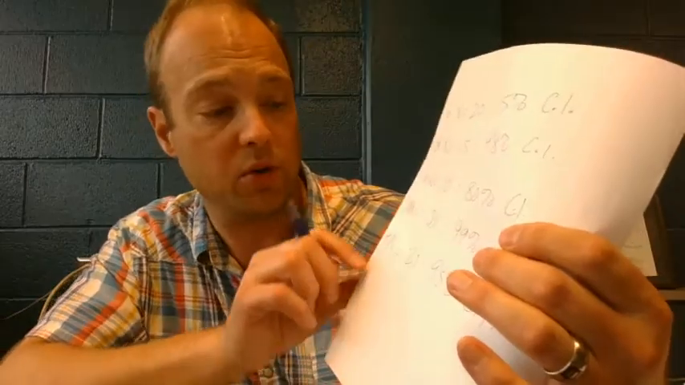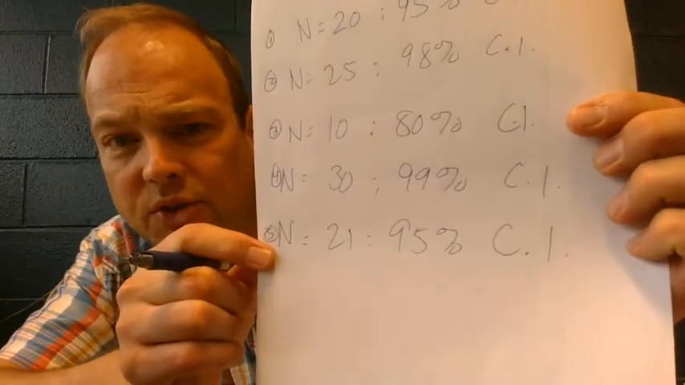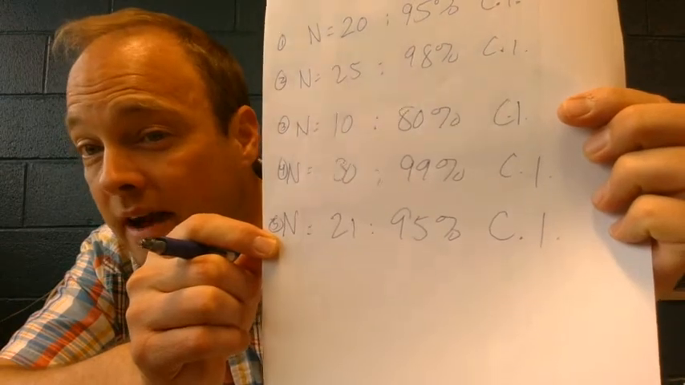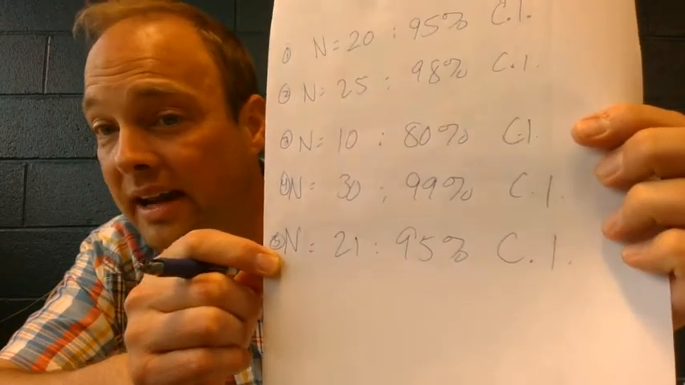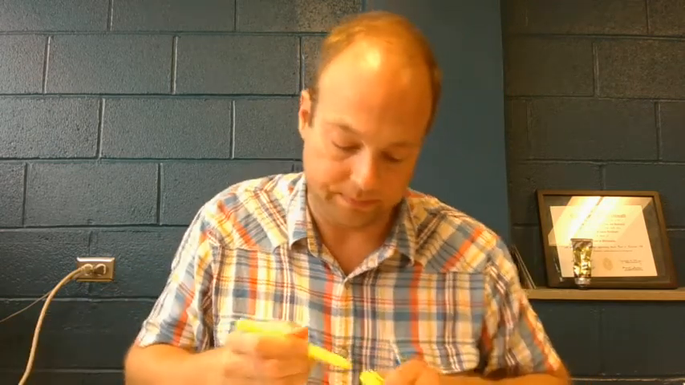Last one, and then I'm going to move into drawing how we would draw these up. Last one, n equals 21, 95% confidence intervals. That means degrees of freedom equals 21 minus 1, n minus 1. 21 minus 1 is 20, 95% confidence intervals. The correct answer is 2.086. Right there, 2.086.